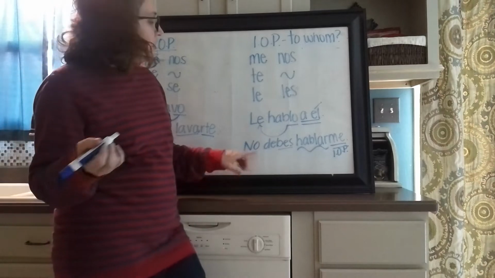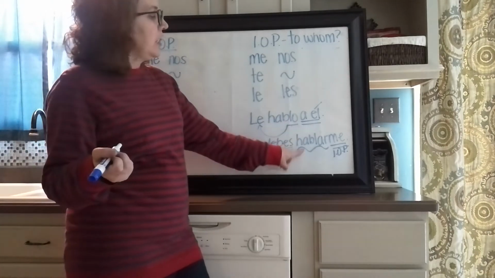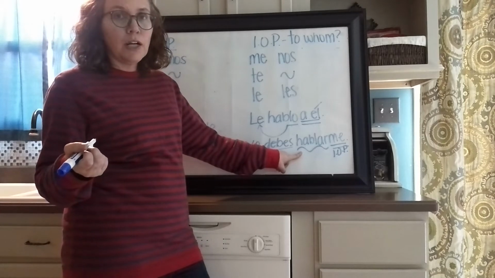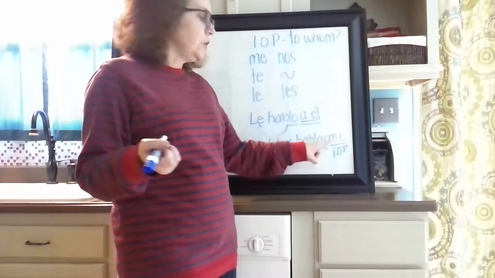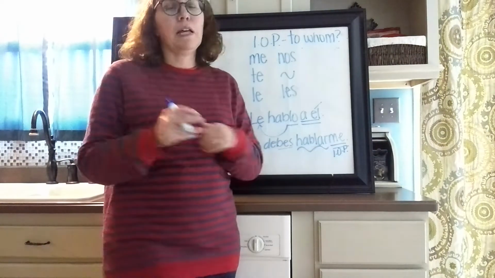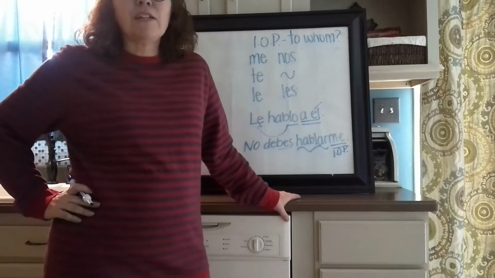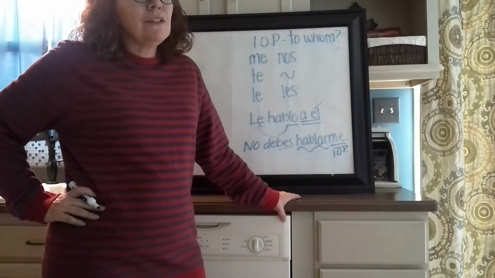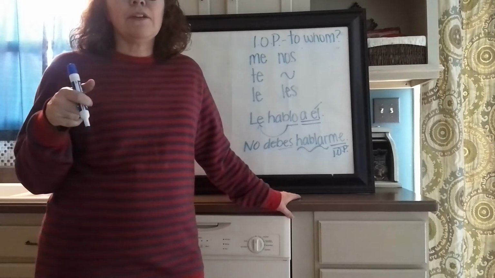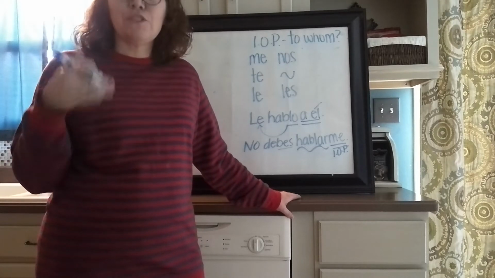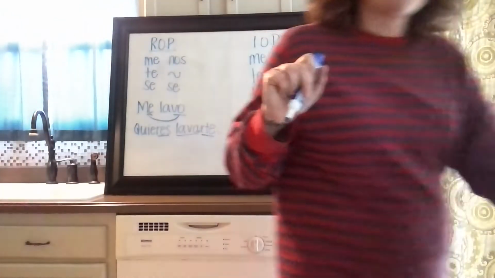We did the same thing over here. No debes. Debes is a conjugated verb. We leave the next verb in the infinitive, hablar, and we put on the indirect object pronoun me, which means to me. No debes hablarme. So those are your reflexive object pronouns and your indirect object pronouns in a nutshell. So pause here, and if you have any questions, jot them down, and we'll be right back with direct object pronouns.